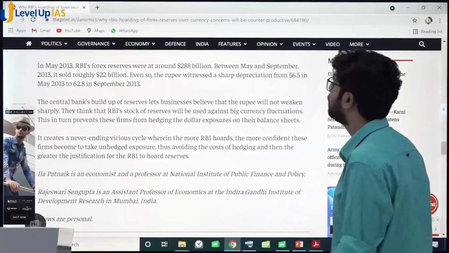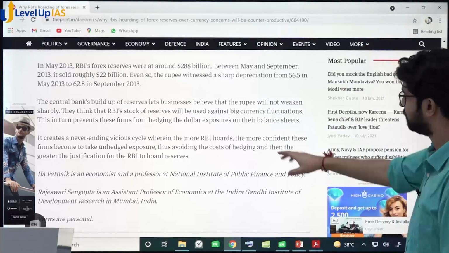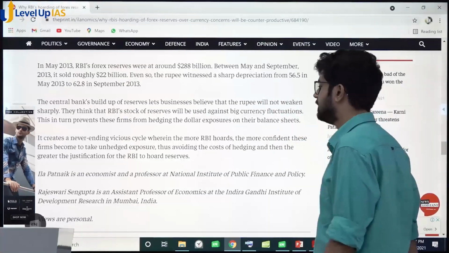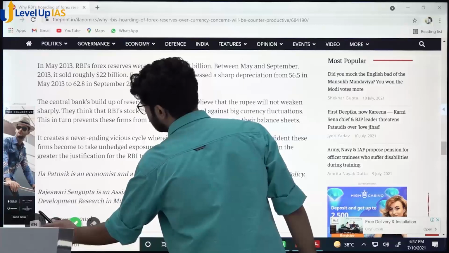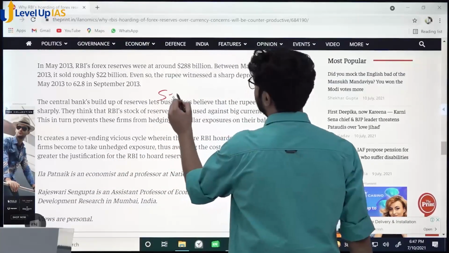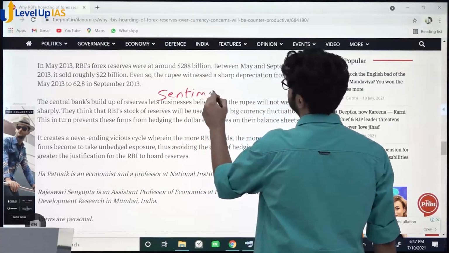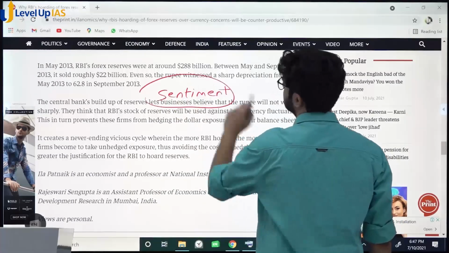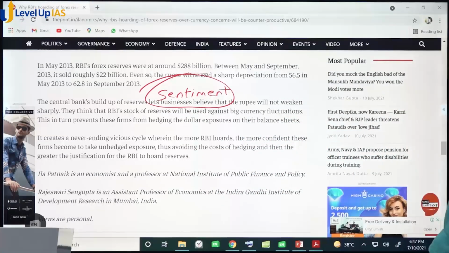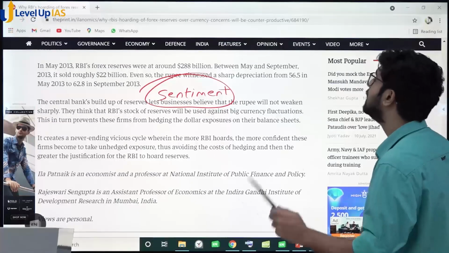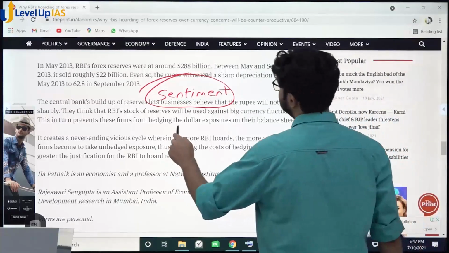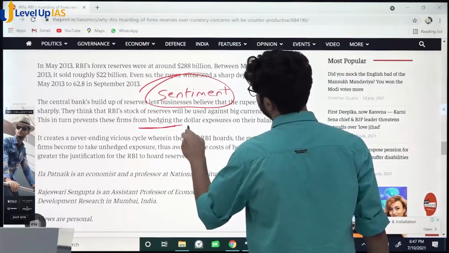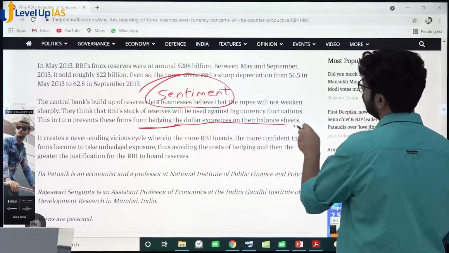The central bank's buildup of reserves lets business believe that rupee will not weaken sharply. Sentiment is very, very important; we are going to discuss it in the markets chapter. They think that RBI's stock of reserves will be used against big currency fluctuations. This in turn prevents these firms from hedging. Hedging means protecting the dollar exposure on the balance sheet.